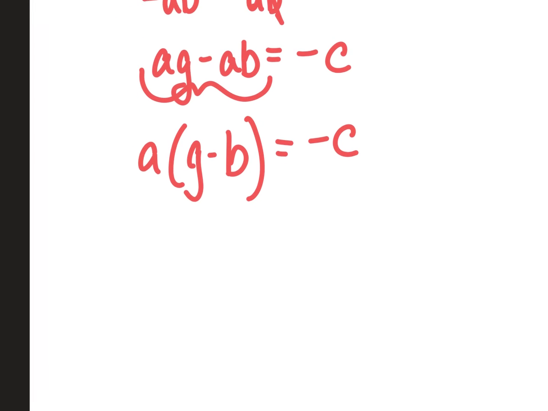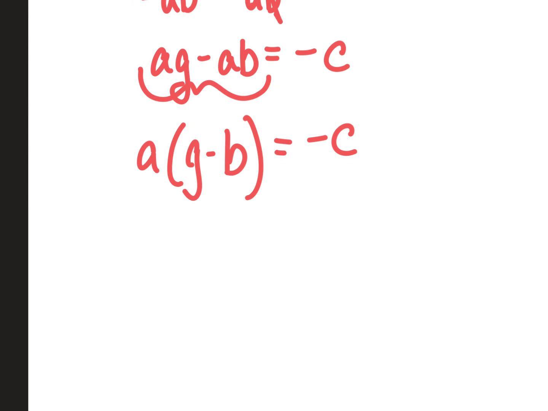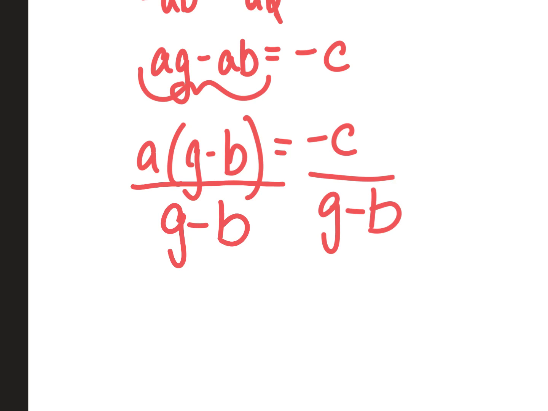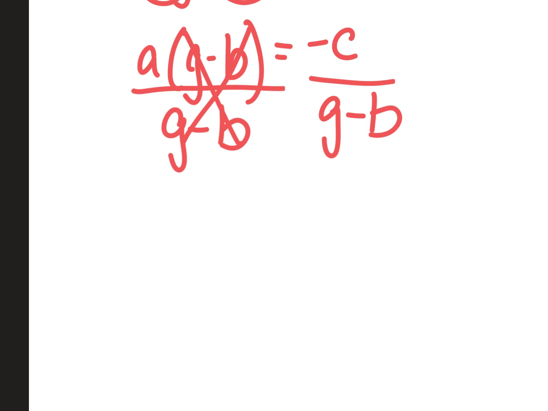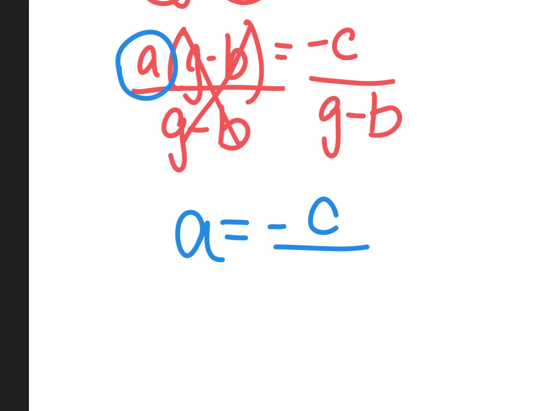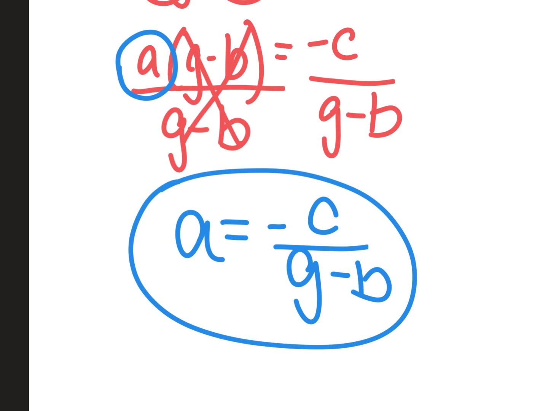All right, so once we factor that out, we end up with a times g minus b equals negative c. And so lastly, and this is our last step, to get rid of the g minus b, we're going to come under here and divide by g minus b. And we're going to do that on both sides, g minus b. And now this is going to cancel out. And on the left side, we are simply left with a, which is great because that's what we're trying to isolate. So a equals negative c over g minus b. And that right there is our answer.